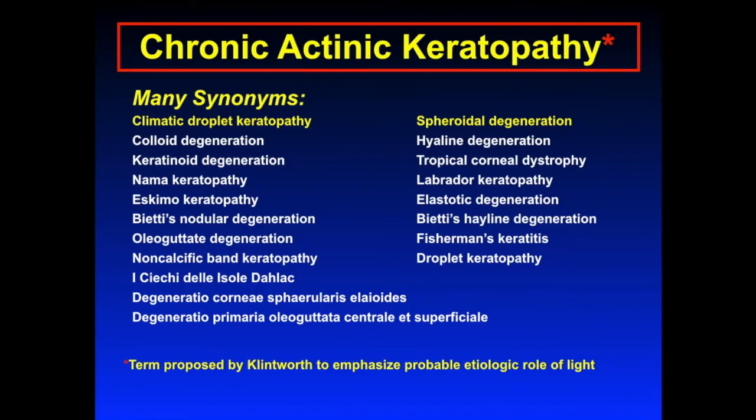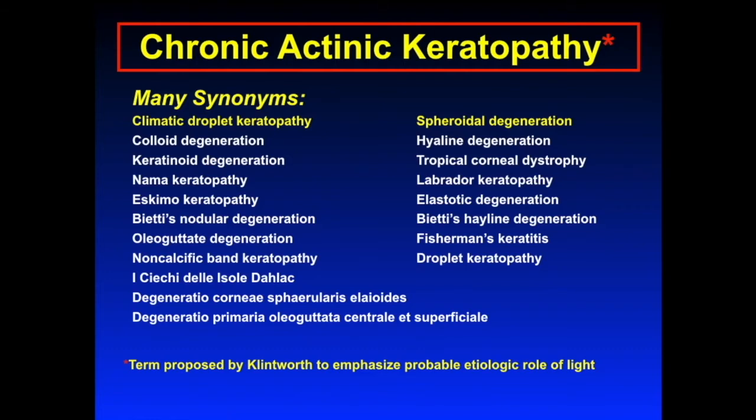There are lots of different synonyms for this condition. Common synonyms include climatic droplet keratopathy or spheroidal degeneration, Labrador keratopathy, etc., etc., etc. The Italian term, Ciechi delle Isole Dahlak, refers to the presence of the disease in the Dahlak Islands in the southern portion of the Red Sea. Similar disease occurs in Labrador. What Labrador and the Red Sea Islands have in common is a lot of reflected light, from sand in the Dahlak Islands and from ice in Labrador.